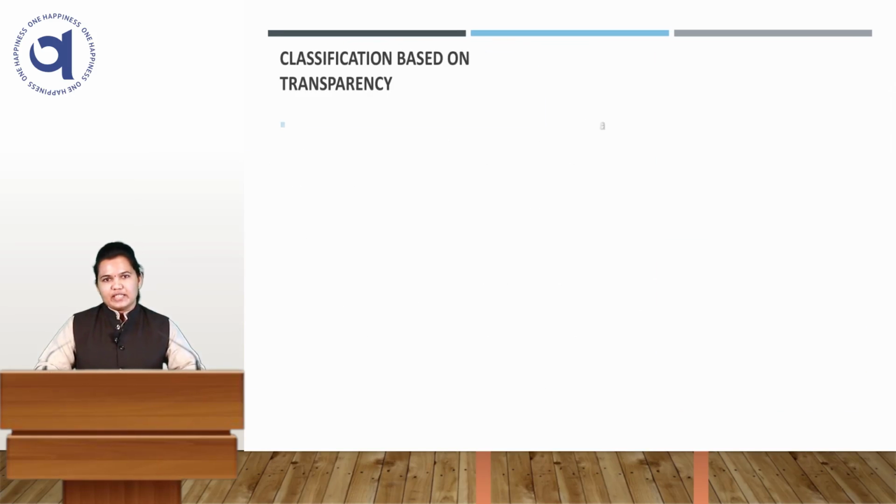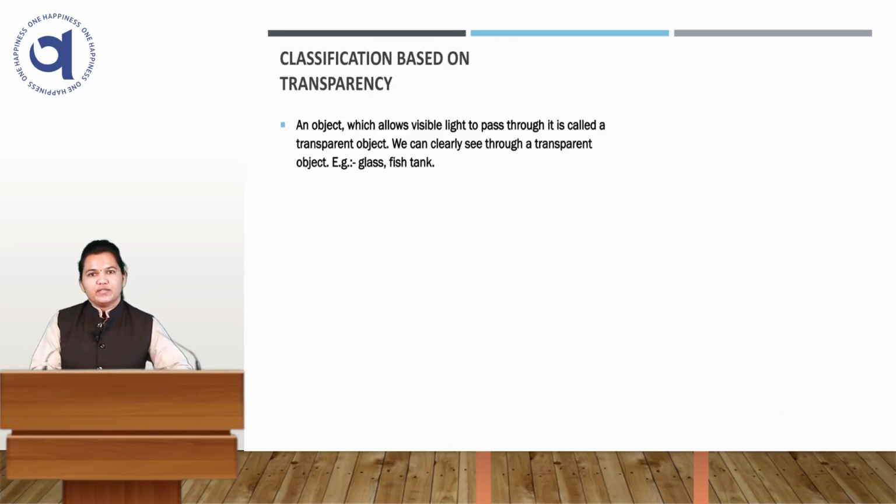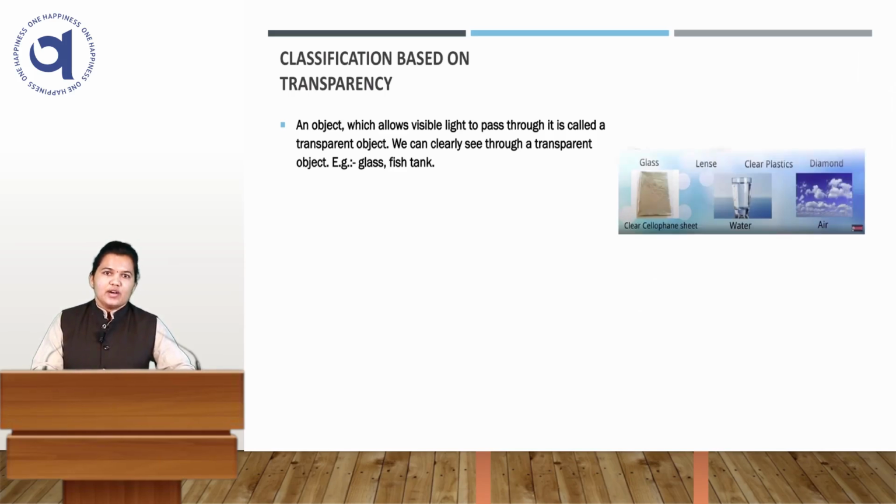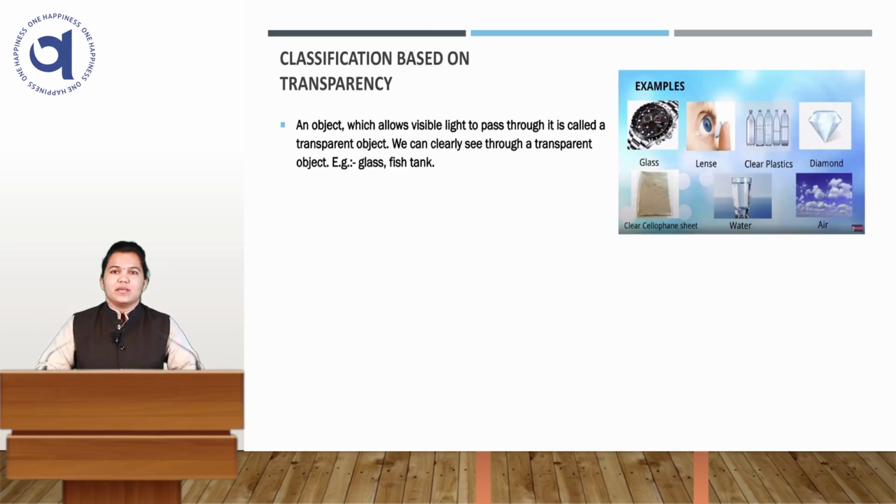Classification based on transparency. An object which allows visible light to pass through it is called a transparent object. We can clearly see through a transparent object. Example, glass, fish tank. Here we can see some examples of transparent material.